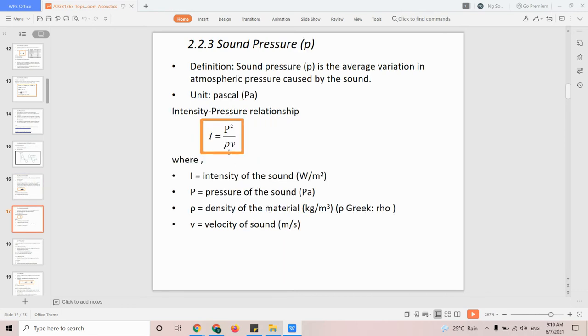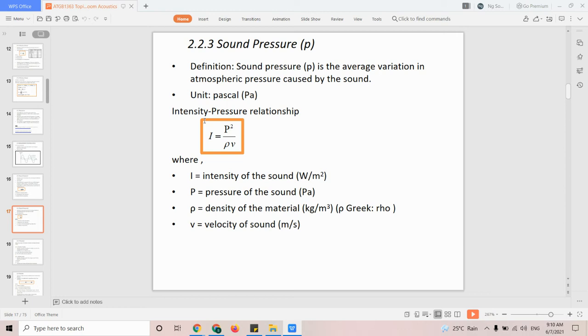And then next you're given a sound pressure formula, which is I equals P squared over rho V. Sound pressure is the average variation in atmospheric pressure caused by the sound, so its unit is Pascal. There's always a relationship between intensity and pressure due to how sound is generated.